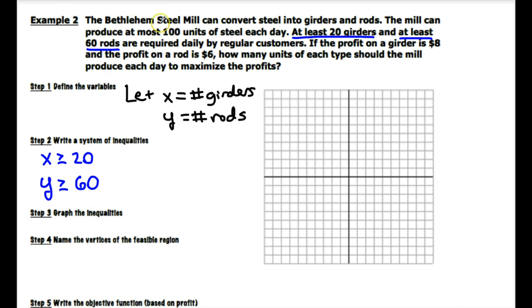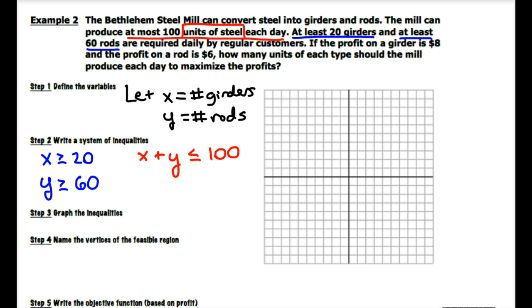My other constraint is this. It says the mill can produce at most 100 units of steel each day. Now it doesn't say 100 rods or 100 girders. It says units of steel. And so when it uses this phrase, units of steel, that's going to assume a combination of both girders and rods. So we're going to say that the number of girders plus the number of rods has to be less than or equal to 100. But there has to be at least 20 girders and at least 60 rods. So these are going to be the constraints for our system here.